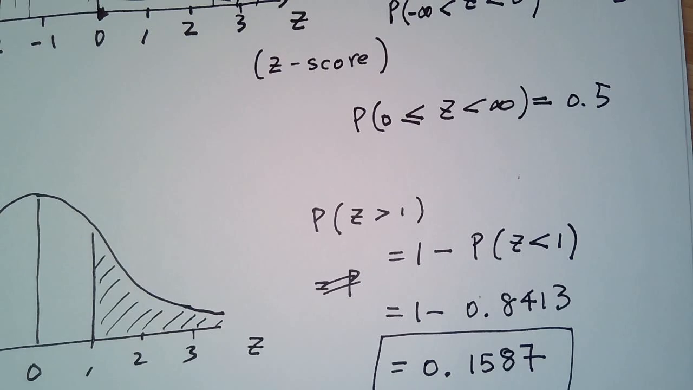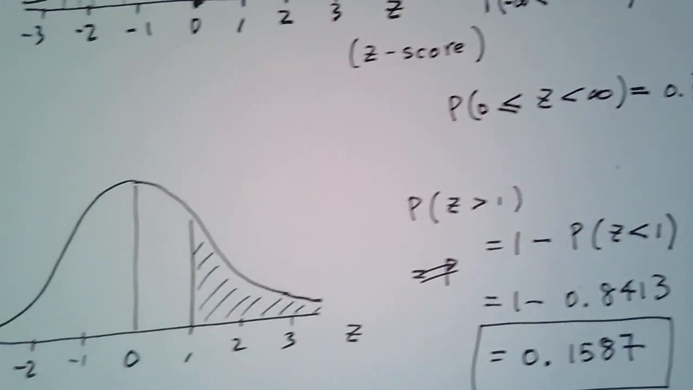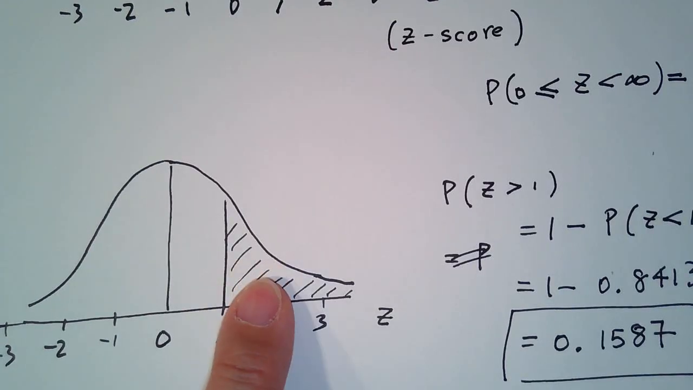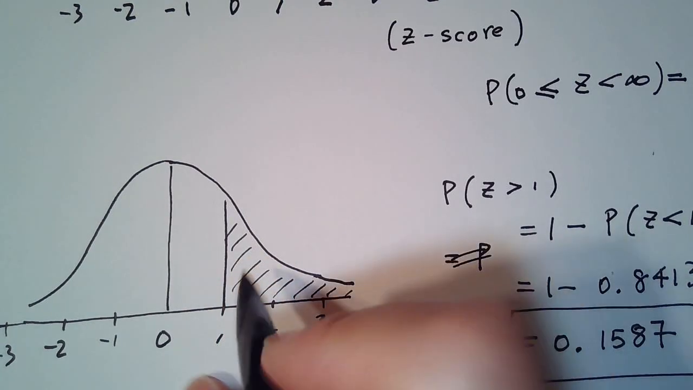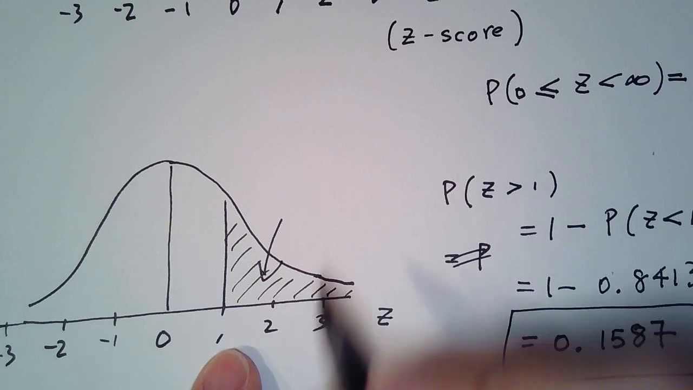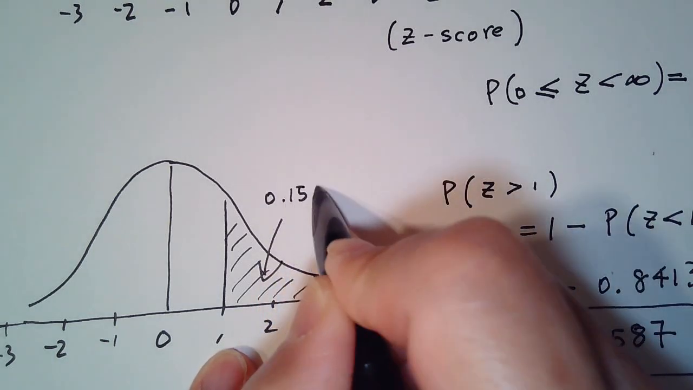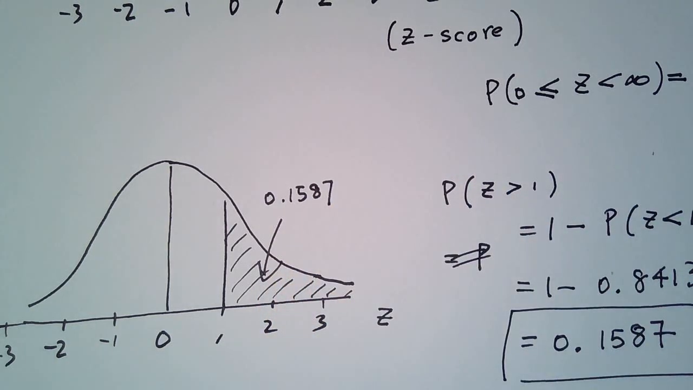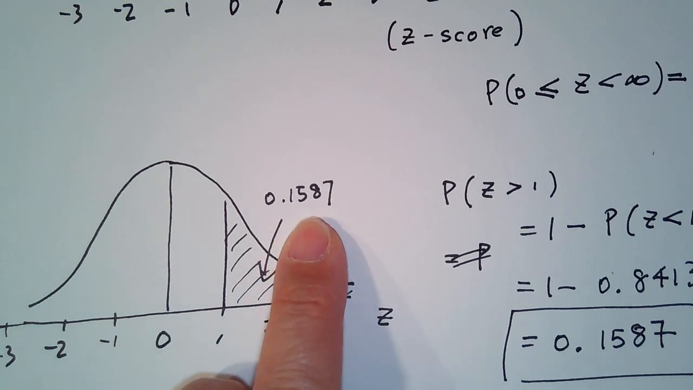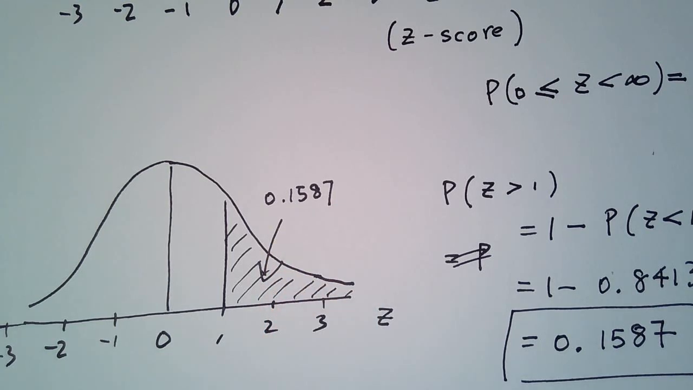Okay, so what is the probability that z is greater than 1? Z is greater than 1. It's 0.1587. So which is this area? That's your answer, 0.1587. When you give me the answer, you should give me 4 decimal places for the probability.